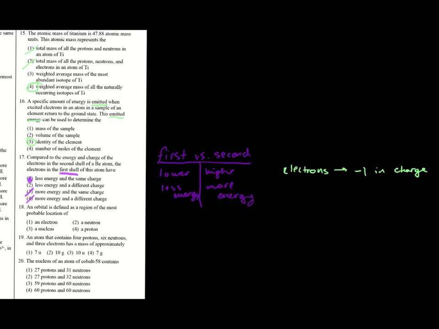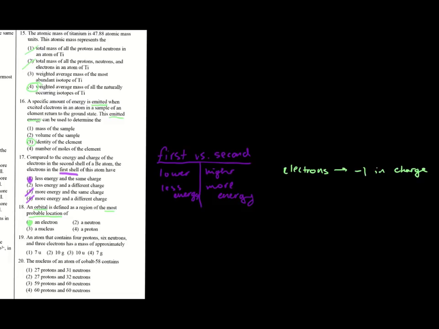All right, number 18. Remember I told you the most important definition you kind of need to remember, take to heart, or maybe tattoo it on your forehead? An orbital is defined as a region of the most probable location of what? The electron. So when talking about orbitals, you need to think about electrons. It's the most probable location of these guys. So by word association, think of that answer.